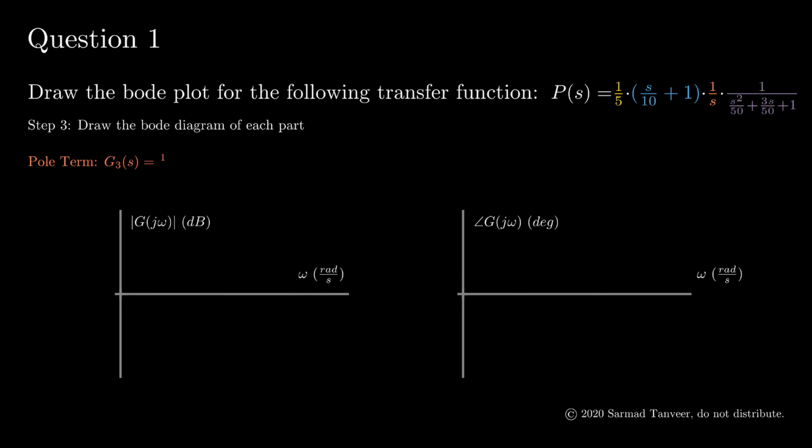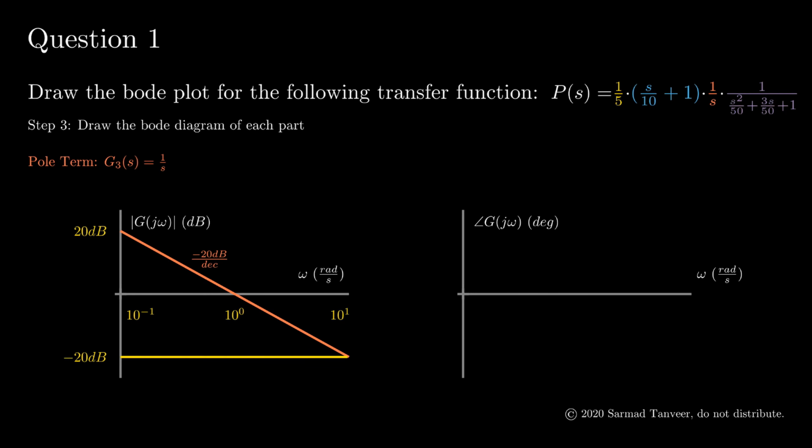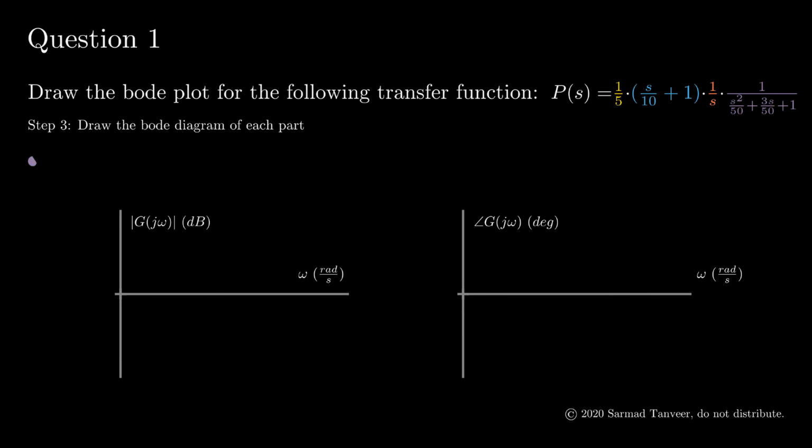Since our pole is at the origin, it always has a slope of minus 20 decibels per decade. However, we know its relative position on the plot because a pole at the origin will always intersect the horizontal axis at a value of 10 to the power of 0, which is effectively just 1. As for the phase plot, since the pole is at the origin, it always contributes minus 90 degrees regardless of frequency.